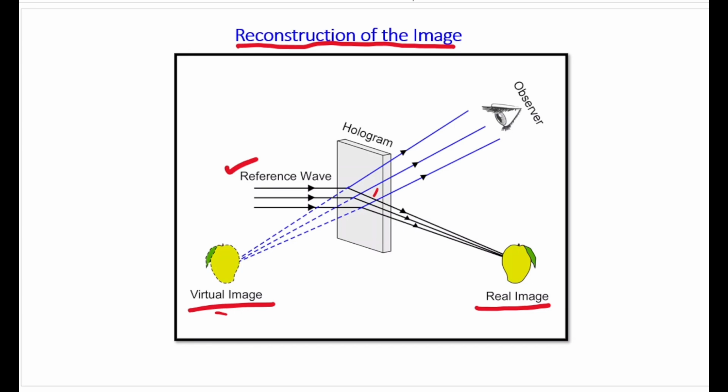If a photograph is cut into pieces, each piece cannot give us the full information, it gives only partial information, whereas in holography if we cut it into pieces, each piece can give the full information of the object.